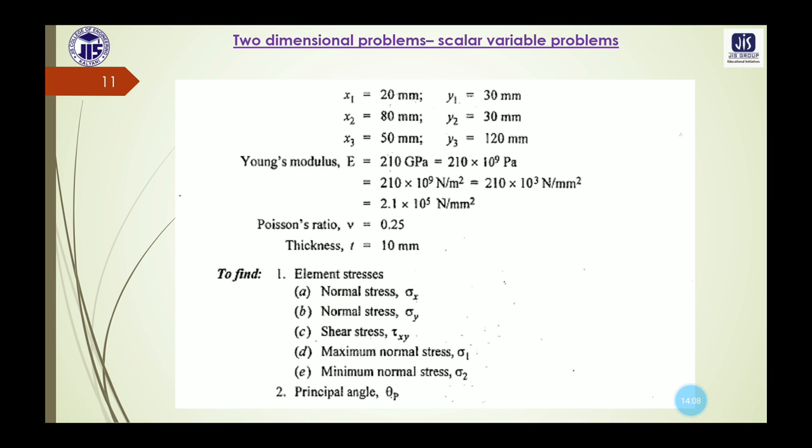Now we need to find the normal stress sigma x, normal stress sigma y, then shear stress tau xy, maximum normal stress sigma 1, minimum normal stress sigma 2, and principal angle, which is theta p. So these are the 6 different things that we need to calculate in this numerical.